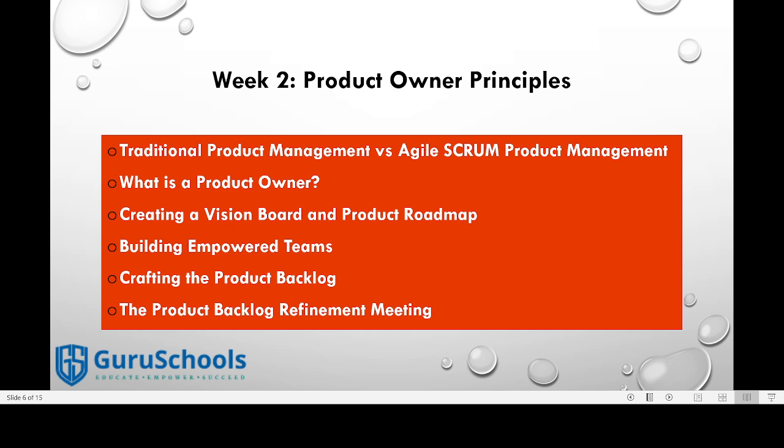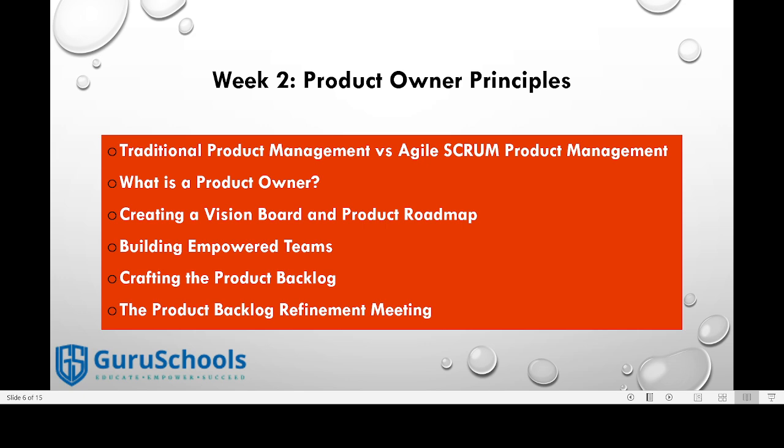As part of week two, we will understand certain principles that govern the product owner role. We will understand traditional product management versus how one builds products in the Agile and Scrum framework. Who is a product owner, what are his various responsibilities, what does his role encompass, and so on and so forth. We will also touch base on creating a vision board and a product roadmap, because that will broadly guide the product owner in the journey.